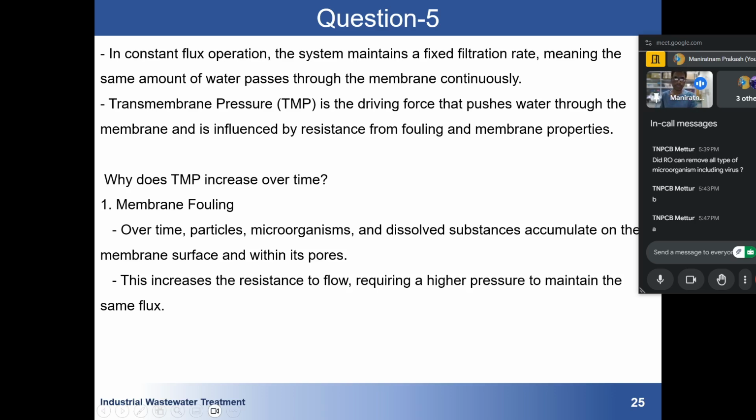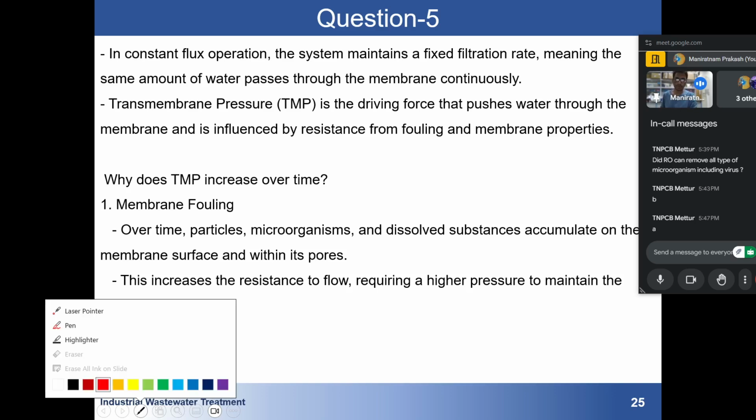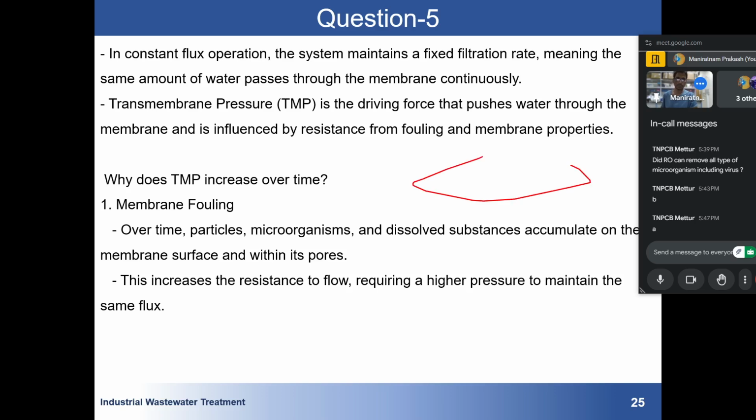The transmembrane pressure is the driving force that pushes the water through the membrane and is influenced by resistance from fouling and the membrane. So we have seen that there might be some interference due to particles attached or bacteria attached. So there will be resistance from these molecules. So we are applying such pressure, and that pressure is known as transmembrane pressure. That includes the pressure to resist this fouling that is required here.